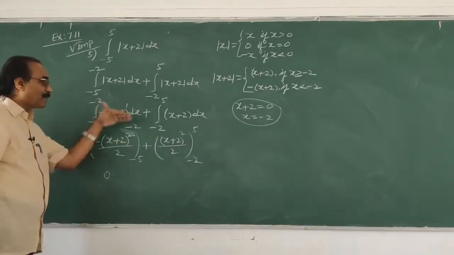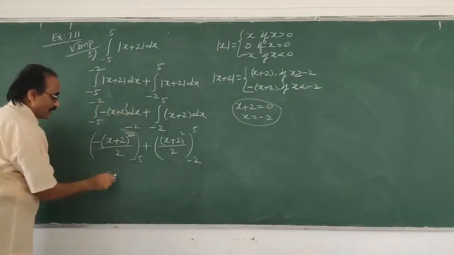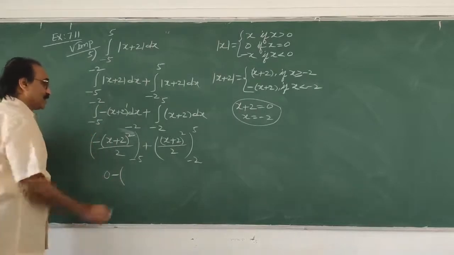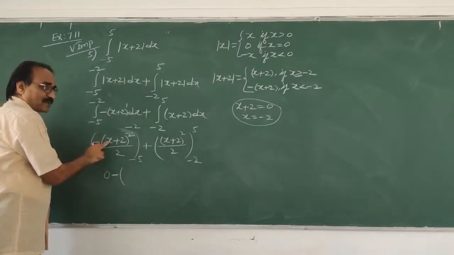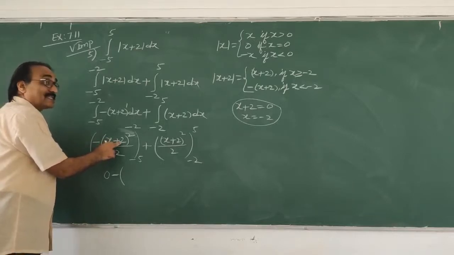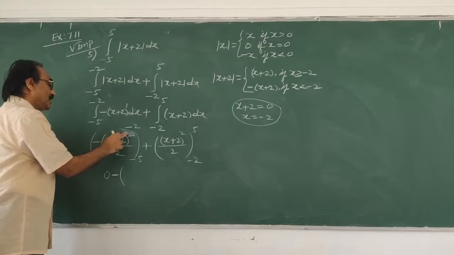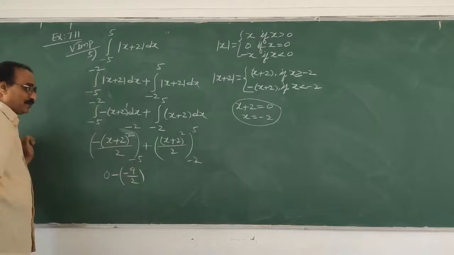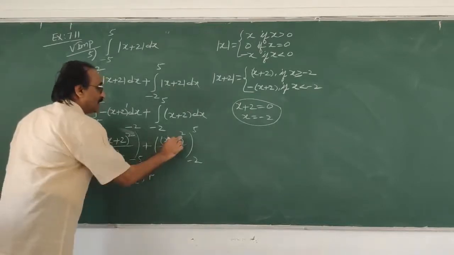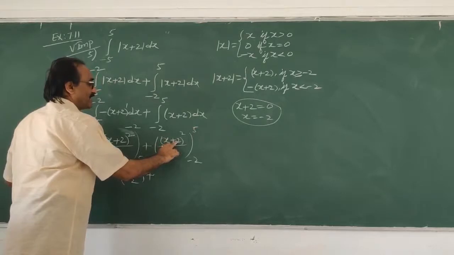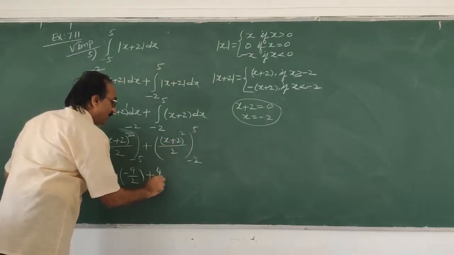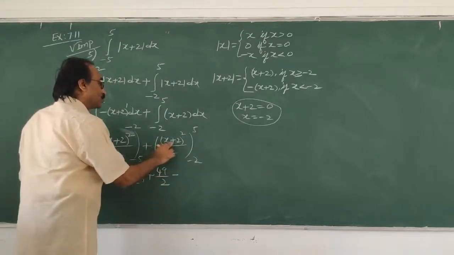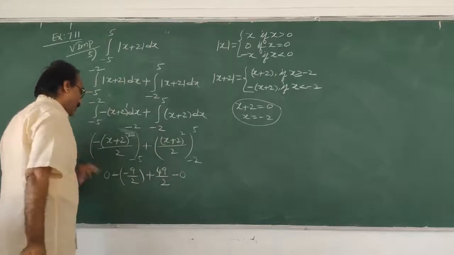Next, what is the formula? Upper limit minus lower limit, put bracket. Don't get confused, this minus also will come. Here minus 5, wherever x is there, substitute minus 5. Minus 5 plus 2, minus 3, minus 3 whole square, 9, before minus is there, minus 9 by 2. My dear student, you should follow this. Next, plus, wherever 5 is there, 5 plus 2, 7, 7 square, 49, 49 by 2, minus lower limit, means minus, minus 2 plus 2, 0, happy. So here 0, here 0, cancel.